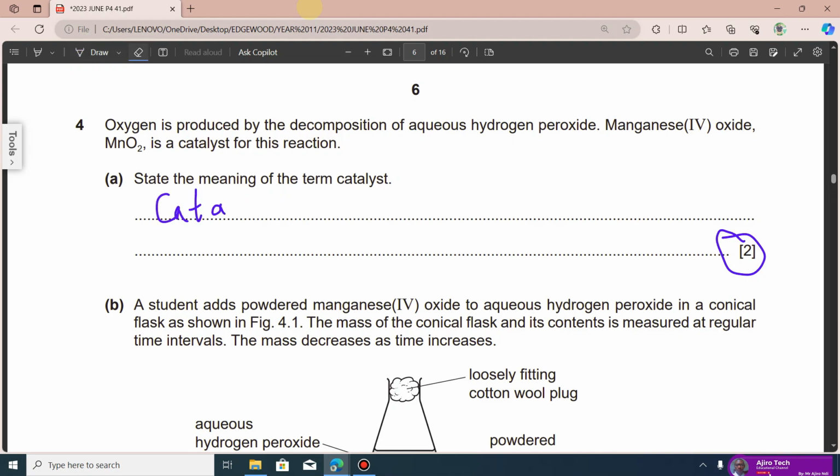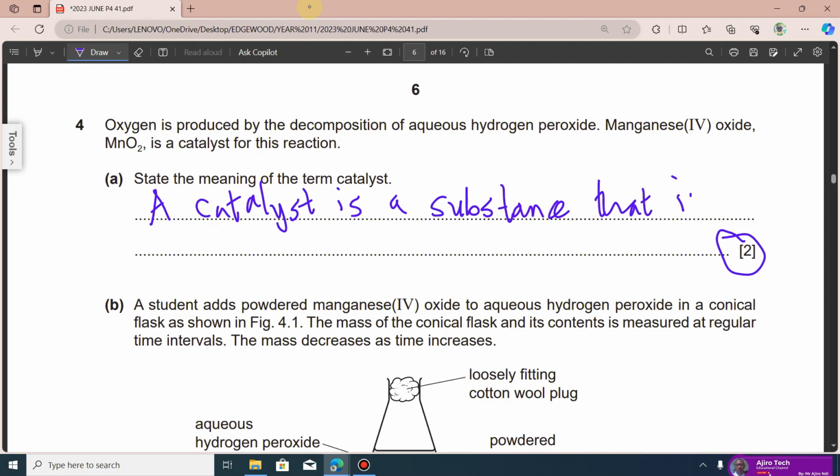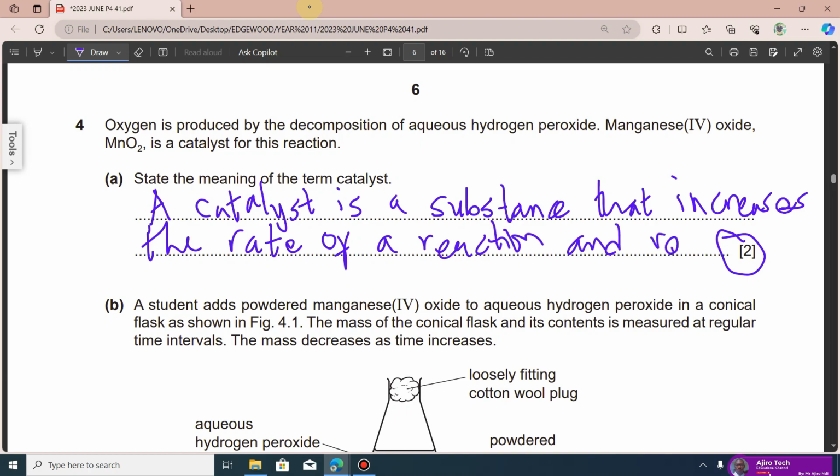Let me write it properly. A catalyst is a substance that increases the rate of a reaction, and, very important, remains unchanged at the end of the reaction.